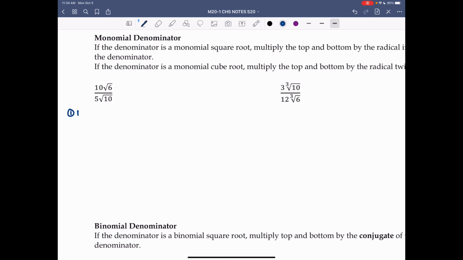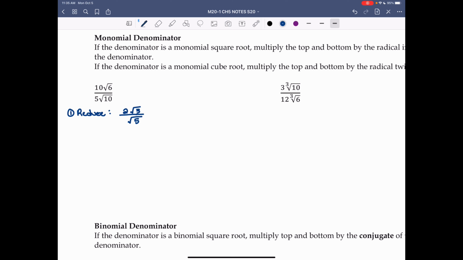Step 1, we want to reduce. Our coefficients, 10 and 5, we can divide both of those by 2. We get 2 and 1. Our roots, 6 and 10, we can divide both of those by 2. So we get 3 and 5. We don't really need to write this one coefficient, we could get rid of that. So 2 square root 3 over square root 5.